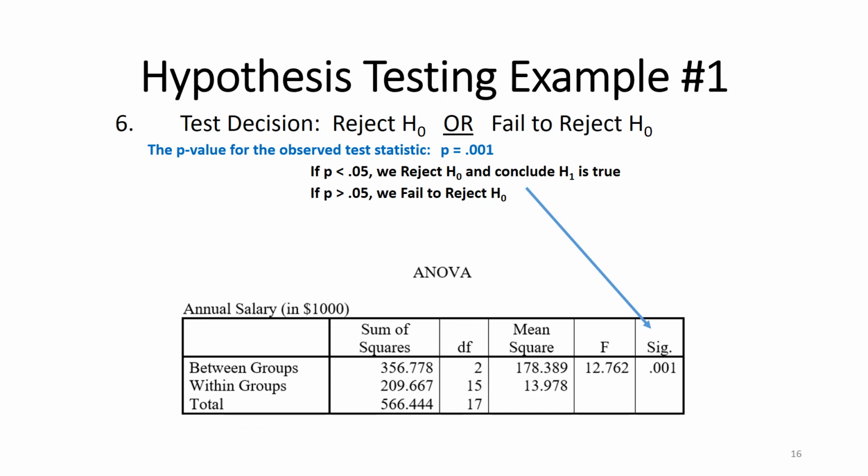So when we look at the p-value of 0.001, the way that we know whether or not we can reject or fail to reject the null hypothesis is to go by the language of: if p is less than 0.05, we reject the null hypothesis and conclude that H1 is true. If the p is greater than 0.05, we fail to reject the null hypothesis. So for us, we look at that sig or that p-value, it's 0.001. Clearly, that is less than 0.05, so we're going to reject the null hypothesis for this particular ANOVA. Let's move on to the next slide to talk about how we interpret that.